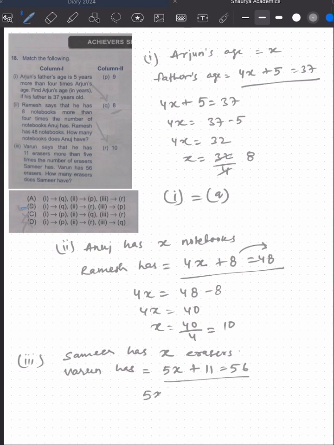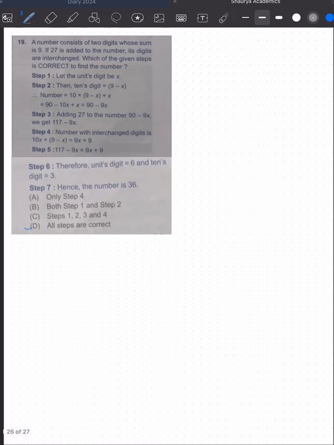Let's solve it. 5x is equal to 56 minus 11. That's 45. So 5x is equal to 45. X is equal to 45 by 5, 9. So 3 is matching to P. So 1 to Q, 2 to R, 3 to P. So B is your right answer. Okay.